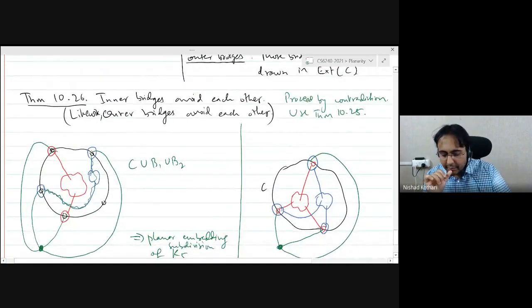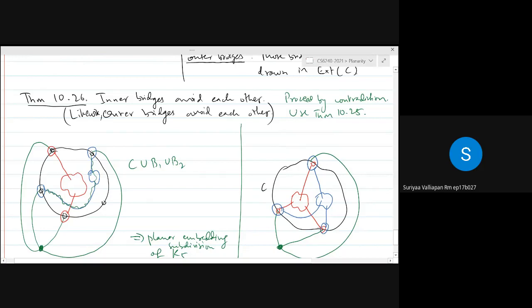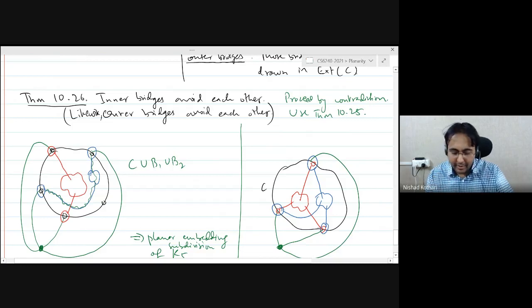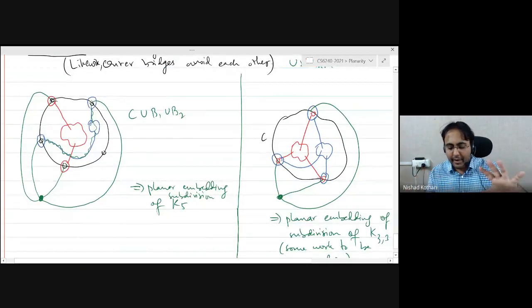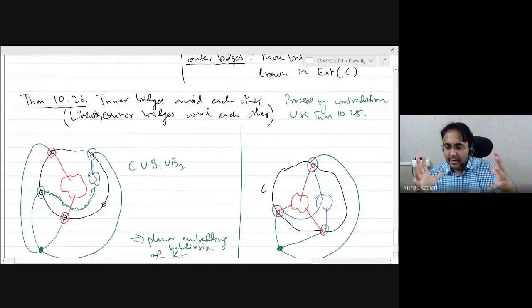Right. So there is a nice way to visualize this. Sir? Yeah, go ahead. Sir, so are we assuming that adding a new vertex doesn't change the planarity? Oh, right. Okay. So here is the point. We have a cycle C. We have two bridges that are inner bridges. We are assuming by contradiction that they are overlapping, right? But what do we know? They are both inner bridges.